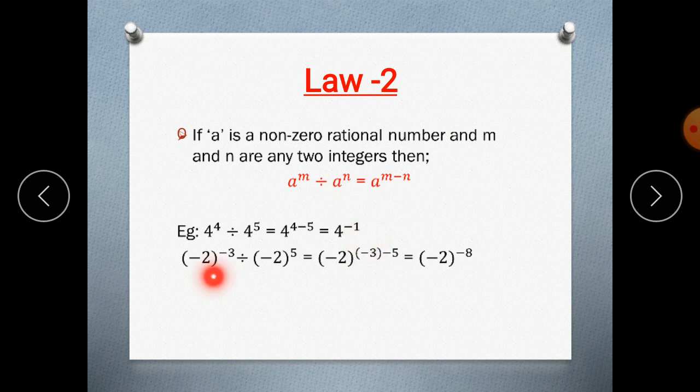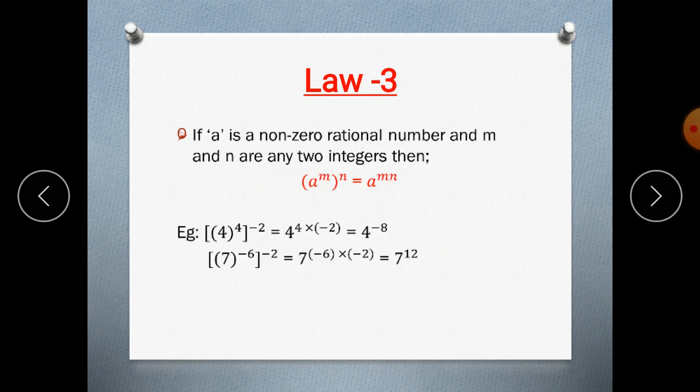Similarly, you have minus 2 raised to minus 3 divided by minus 2 raised to 5, which gives you minus 2 raised to minus 3 minus 5, that is minus 2 raised to minus 8. These rules are applicable when your bases are the same and powers are different. Third rule, if a is a non-zero rational number and m and n are any two integers, then a raised to m whole raised to n is equal to a raised to m into n. Here, when you are asked to do this kind of situation, you have to multiply the exponents.